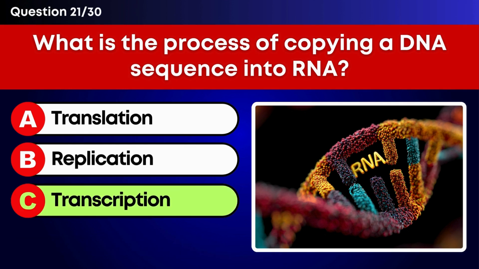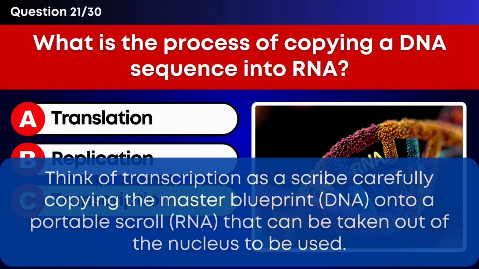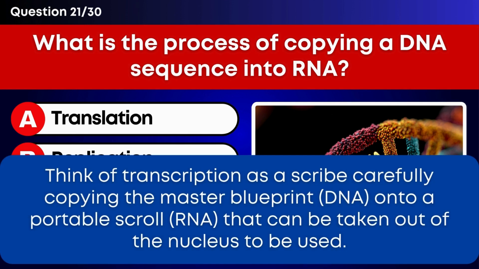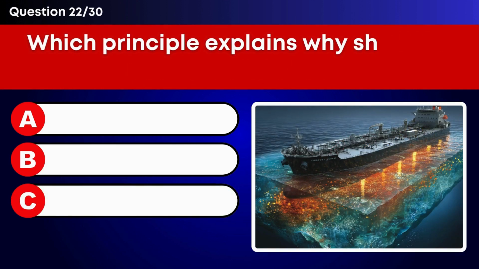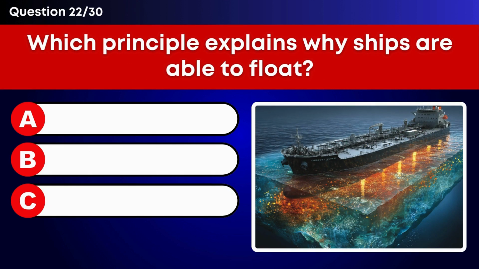The answer is transcription. Think of transcription as a scribe carefully copying the master blueprint DNA onto a portable scroll that can be taken out of the nucleus to be used. Which principle explains why ships are able to float?